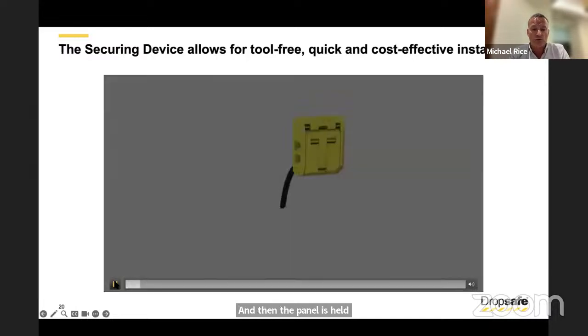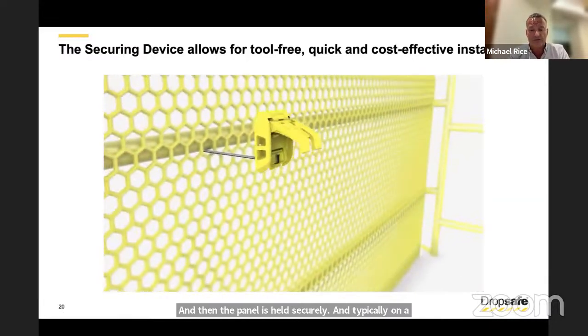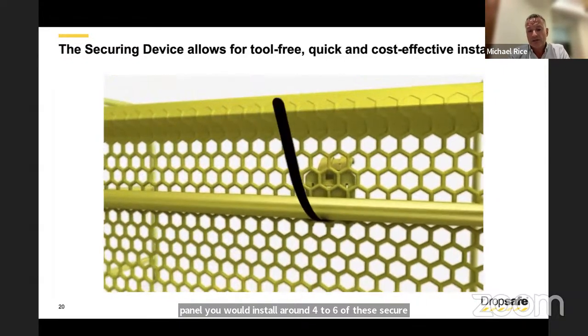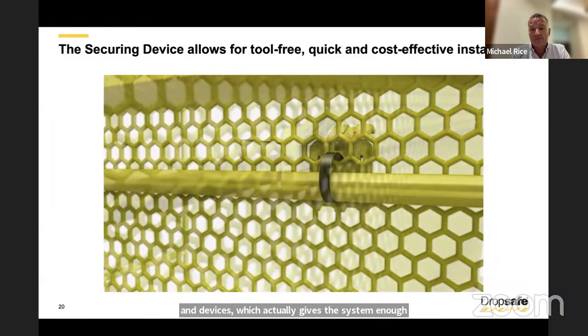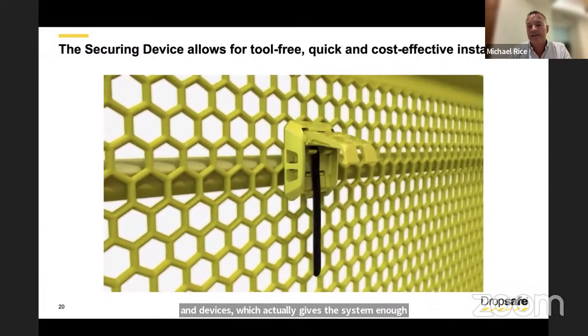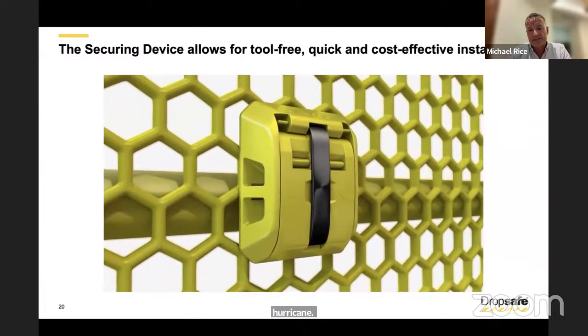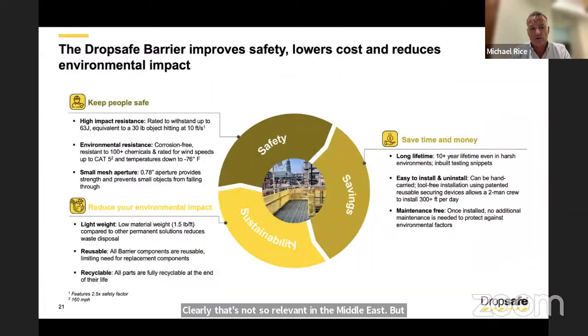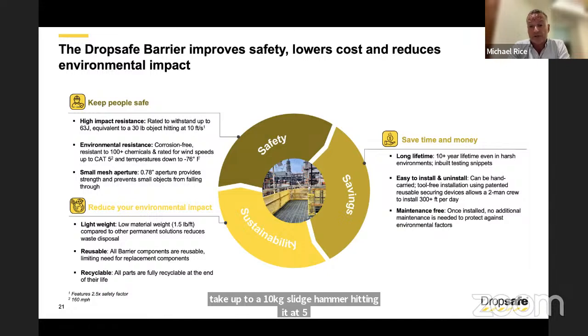Typically on a panel, you would install around 4 to 6 of these securing devices, which gives the system enough strength to withstand up to a Category 5 hurricane. Clearly, that's not so relevant in the Middle East, but for sure, for facilities or rigs operating in the Gulf of Mexico, Southeast Asia, or the North Sea, that's a very key consideration. The system is designed to be strong and robust. It will take a 10-kilogram sledgehammer hitting it at 5 meters per second, and it will withstand that type of impact multiple times.